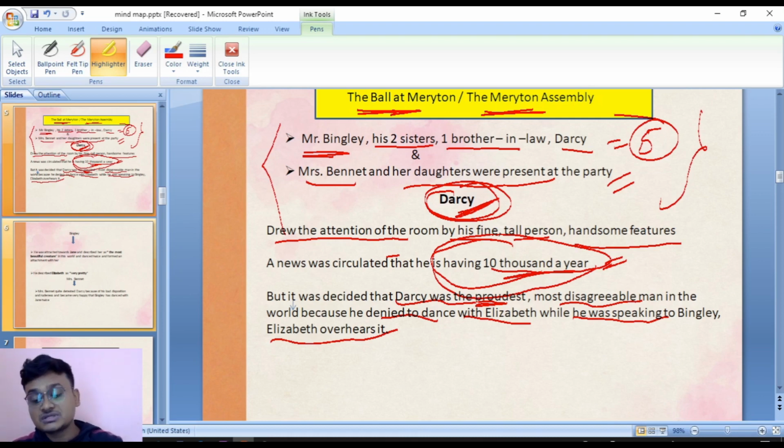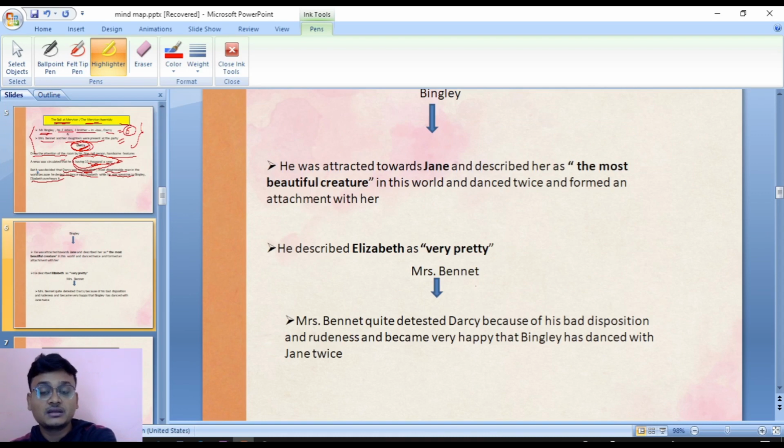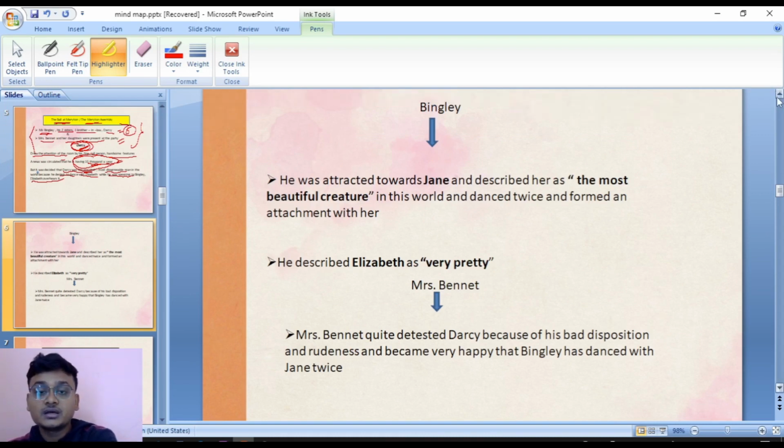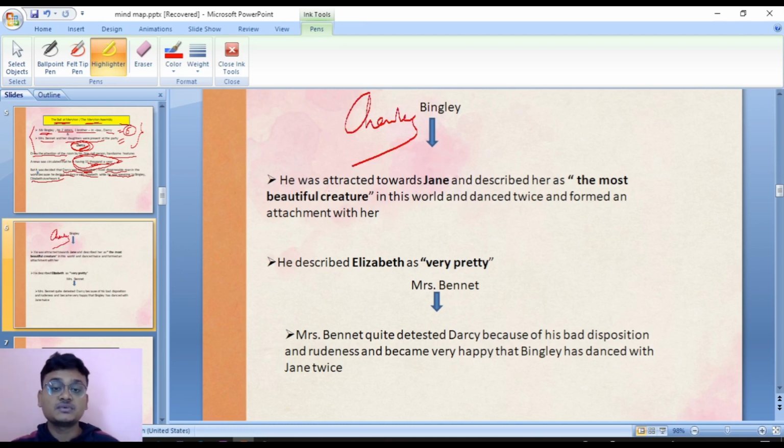So this was about Darcy. Now what was about Charles Bingley? At the party, what happened? At the party, Bingley, he was what? Charles Bingley was attracted towards Jane, the eldest daughter. He was attracted towards Jane.